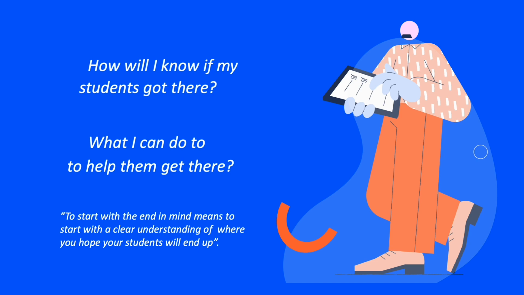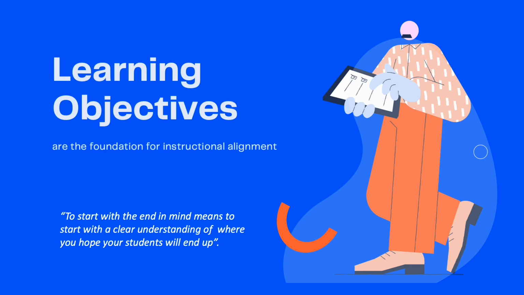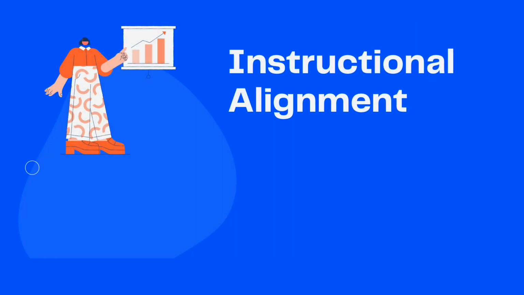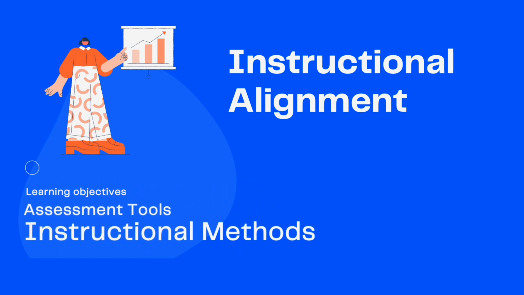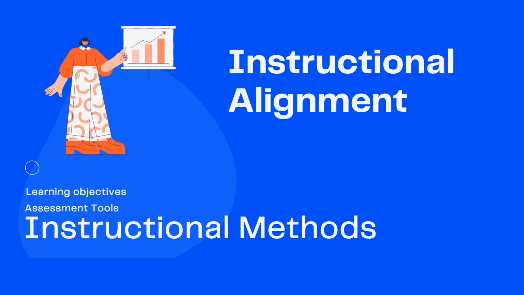For many, writing out the learning objectives appears to be an effort to its own end. However, learning objectives are the foundation for instructional alignment. What do we mean by instructional alignment? It means that learning objectives, assessment tools, and instructional methods mutually support the same educational outcome. This is known as the golden triangle.